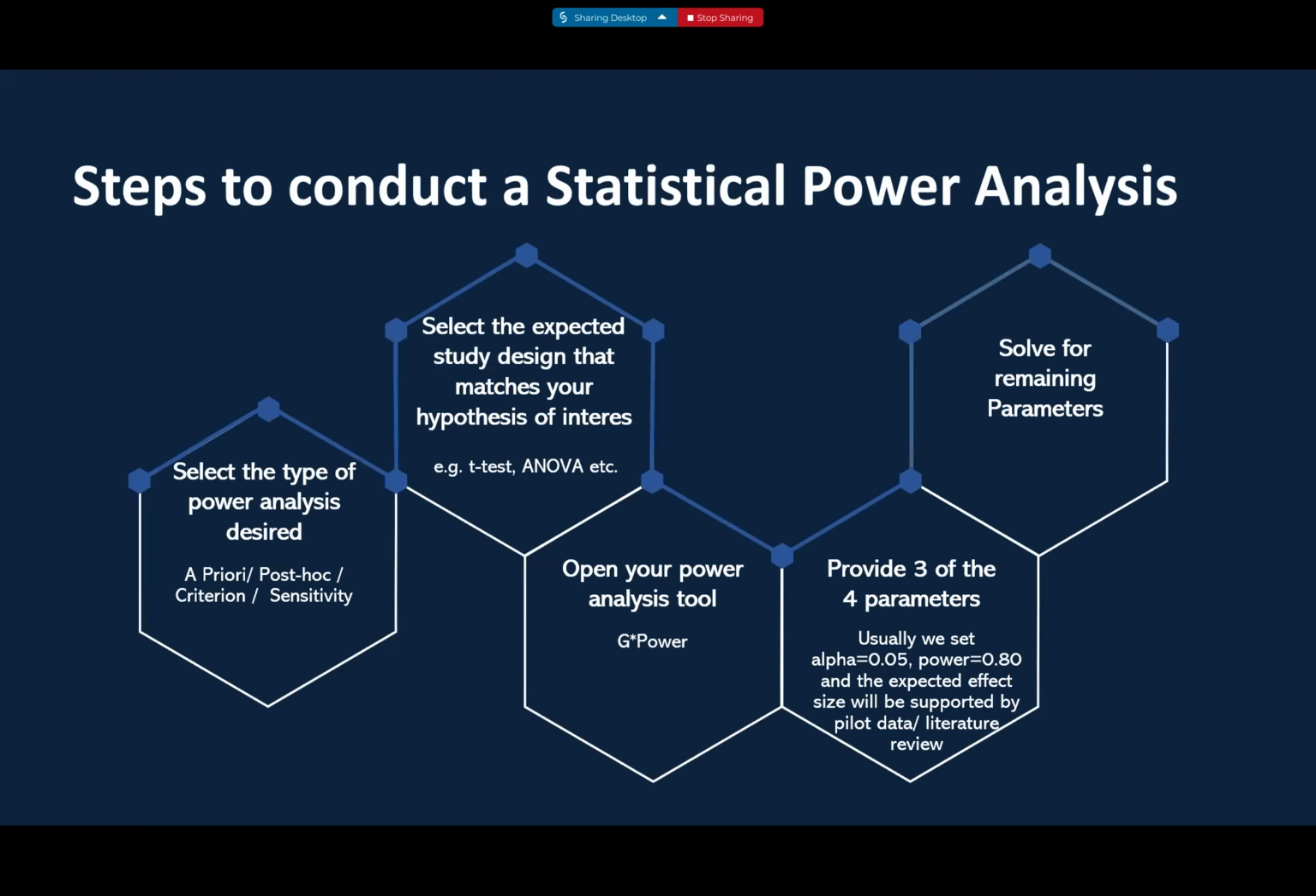So here are the few steps to conduct a statistical power analysis, and then I can walk over the examples right after this. The first and foremost step is to select the type of power analysis you will be performing. So whether it's a priori, post hoc, criterion, or sensitivity, it is based on the information that you have already from prior literature review, or that you have made an assumption based off of your clinical relevance. And then select the expected study design that matches your hypotheses of interest.